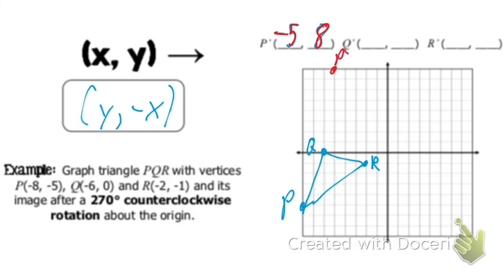Q, negative 6 comma 0 becomes what? 0 comma 6. It's simple as that. So my Q prime is up here. R, negative 2 comma negative 1 becomes what? Negative 1 comma 2. Very good, Christian. 1 to the left, 2 up. Thank you. So does that end up looking like that?